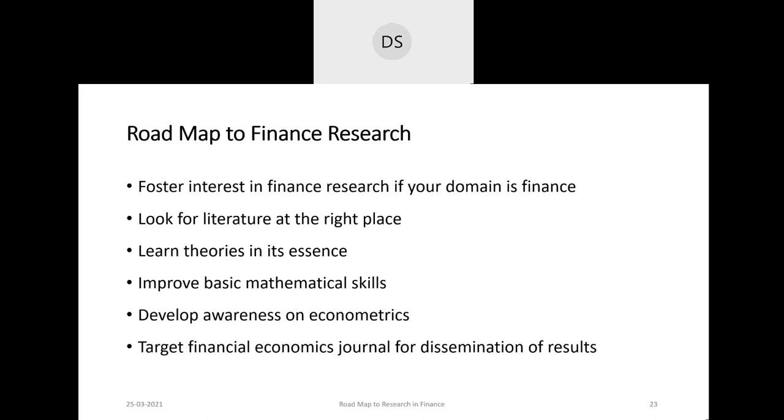Then what is important is that you have to target good financial economics journals for dissemination of your results. Remember, you have to choose a financial economics journal at least to the tune of a B-rated journal. You have to have a research deliberation of that kind, which has a strong theory footing with empirical evidence. Otherwise, it would not bite.